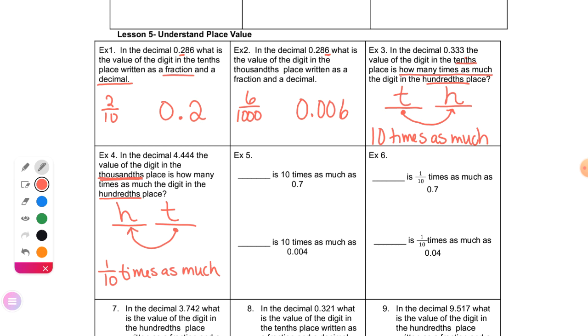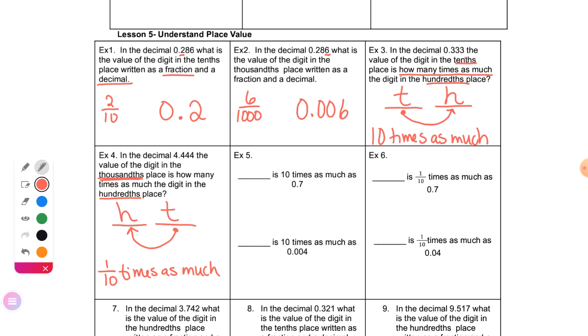Who remembers if I'm multiplying by 1/10, it's the same as doing what kind of division? Addie? Dividing by 10. Good job. Okay, the next 4 is like the IXLs we did yesterday. Blank is 10 times as much as 0.7.